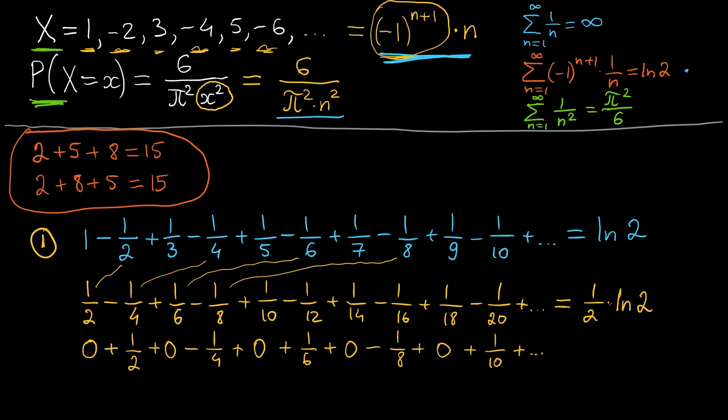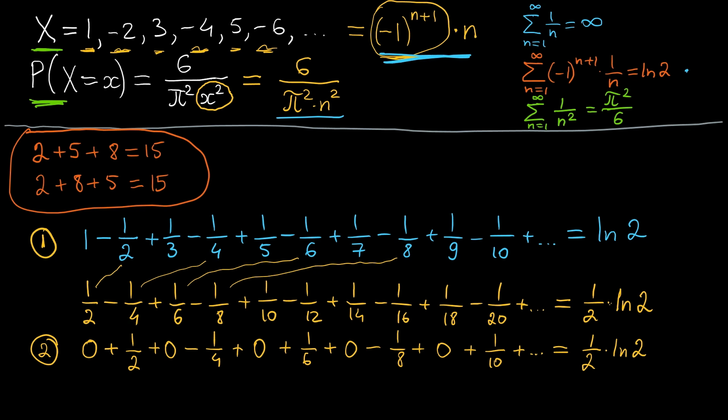Adding zeros is an innocent kind of business where the sum will not change. So the sum is still 1/2 log of 2. And now suppose that we wanted to add these equations 1 and 2 term by term. Let's see what we get.